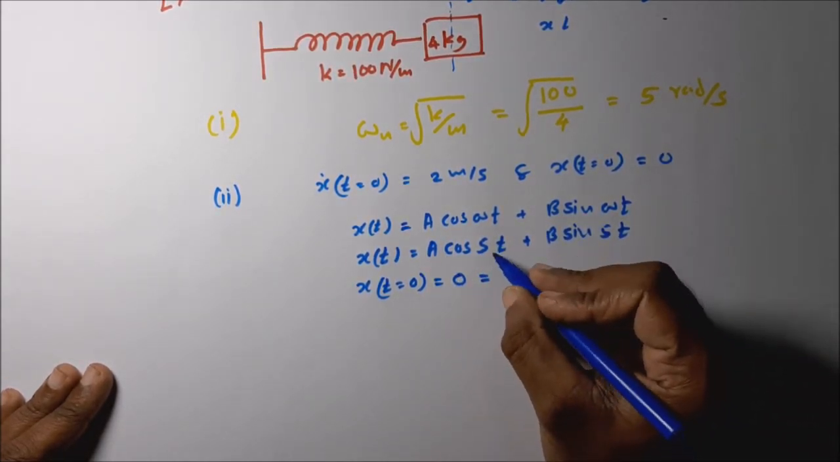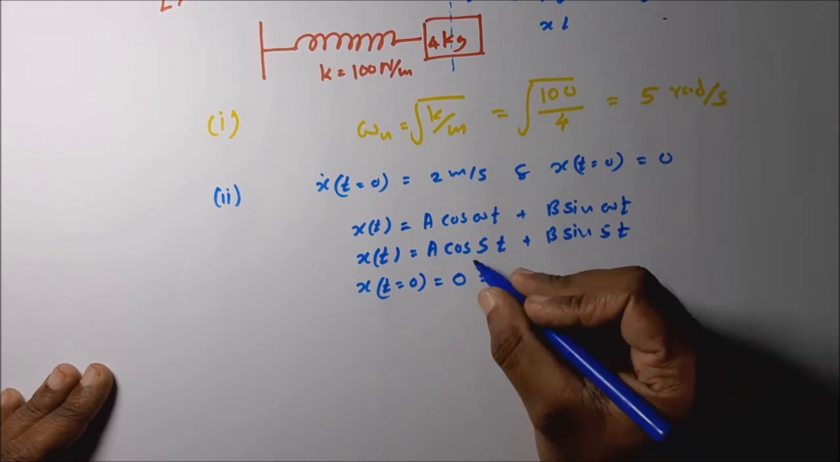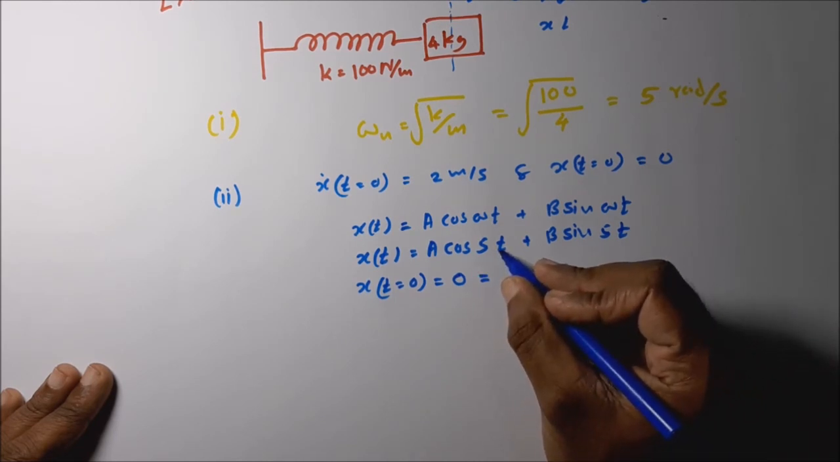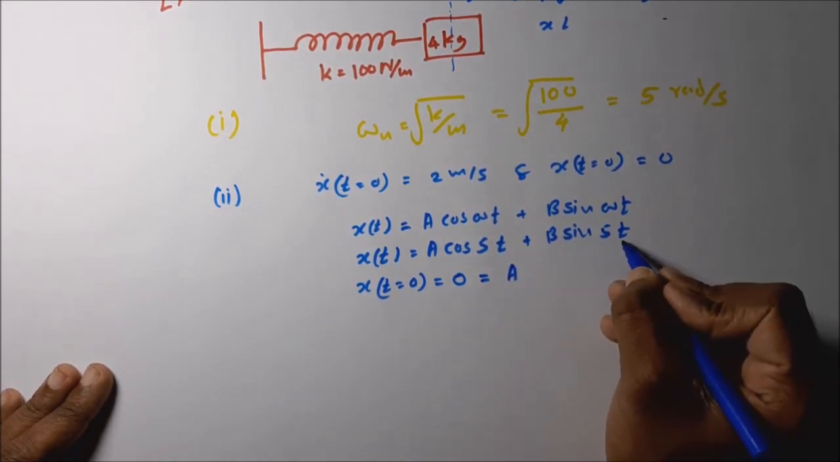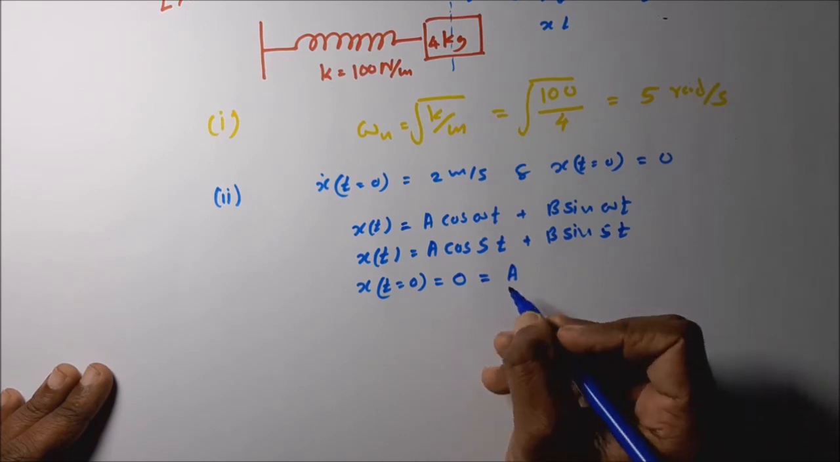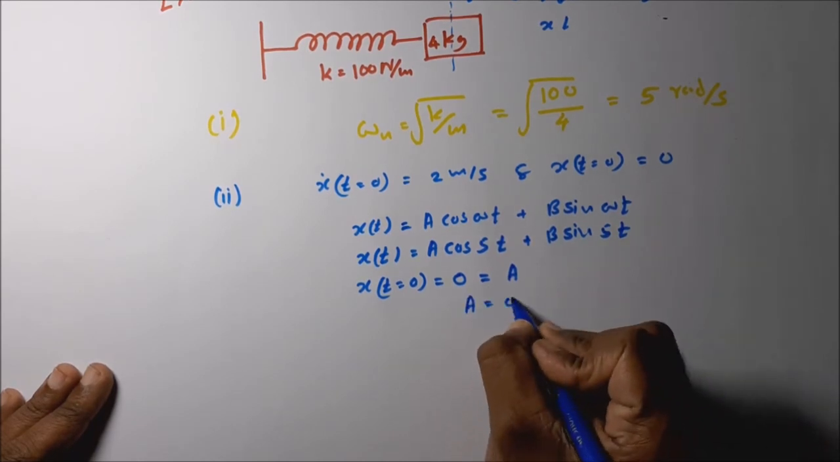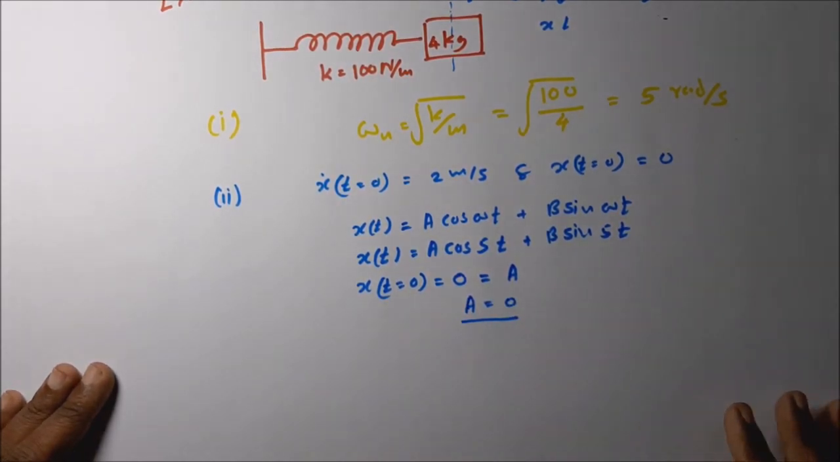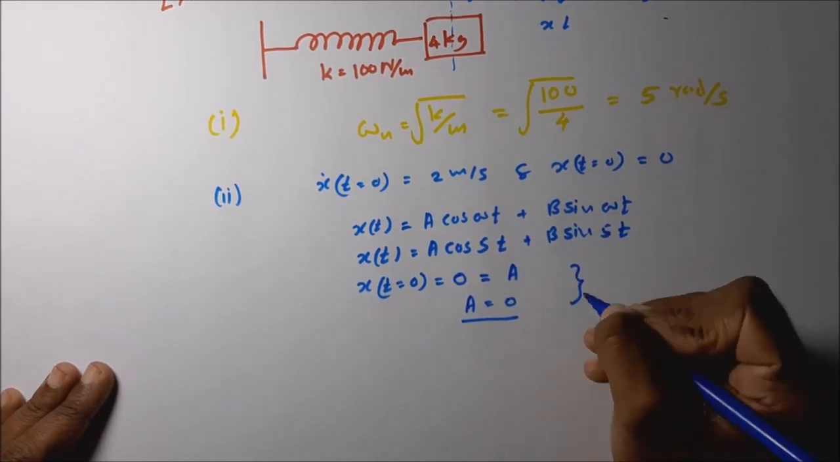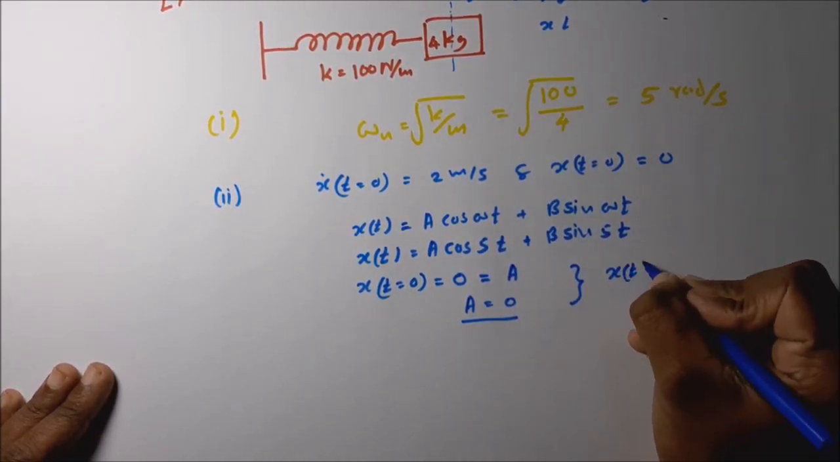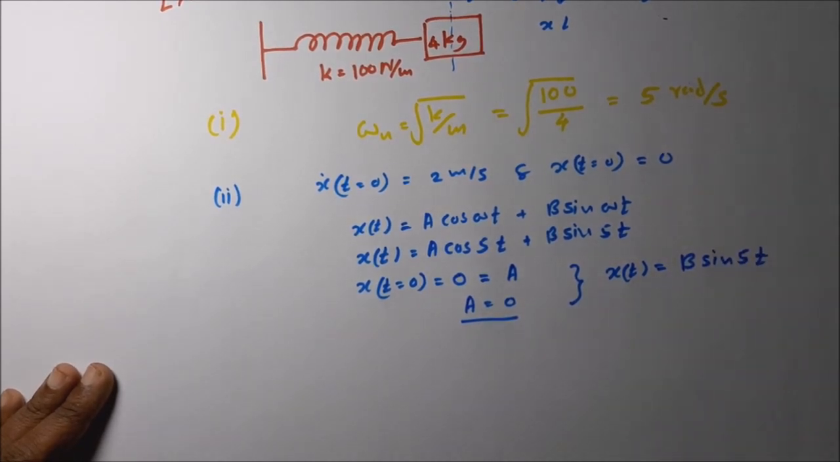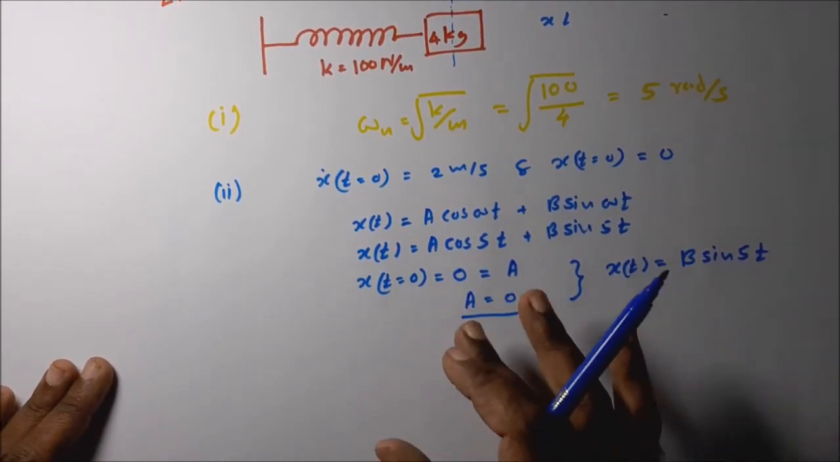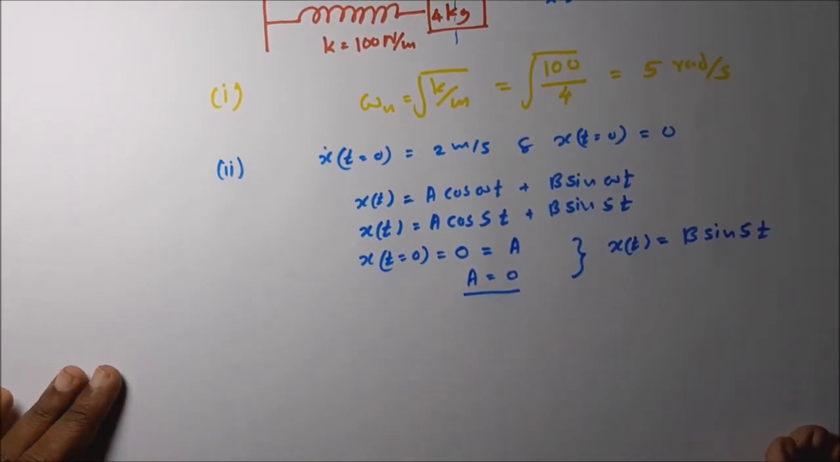Then t is equal to 0. Here cos 0 is 1, so the a plus this term is equal to 0. That means we are reducing this equation to a is equal to 0. Then the equation has reduced to x(t) is equal to b sin φt, because the a term is equal to 0.